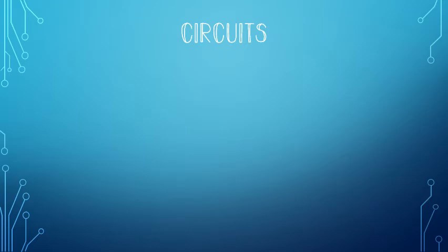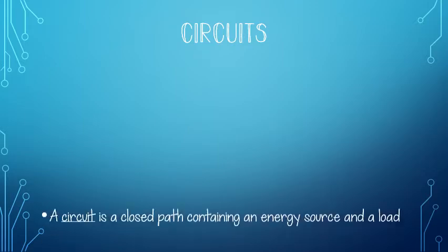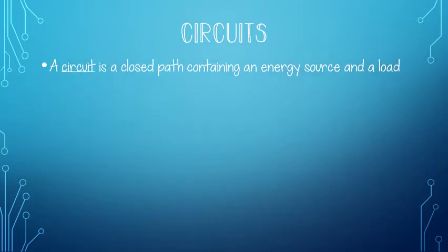Now that you've had some time to play around with circuits a bit, let's look at what physics defines a circuit to be. In physics, we say a circuit is a closed path that contains both an energy source and a load. An energy source would be something that provides energy and would really transform energy from one form into electrical energy, providing energy for the electrons to move around the circuit.